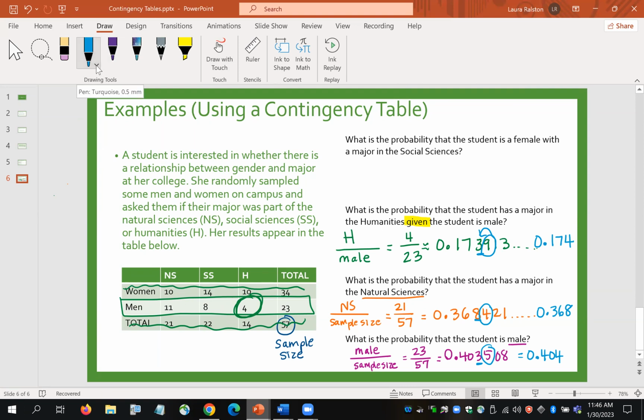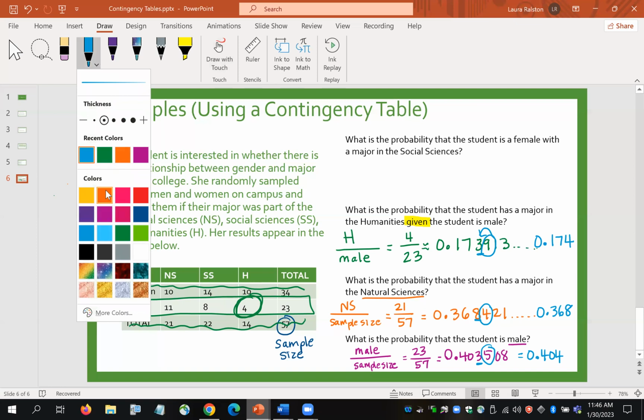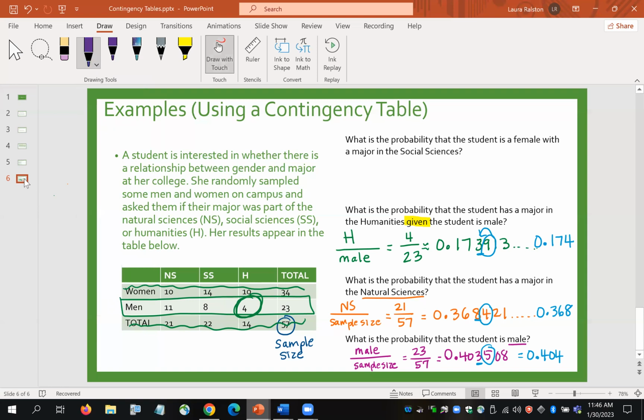The last example here says, probability the student is a female with a major in social sciences. Female with a major in social sciences. This is an and. Okay, another way to think about the with is an and. So female and major in social sciences. So we have to meet both conditions. We're looking for the intersection. So female and social sciences.